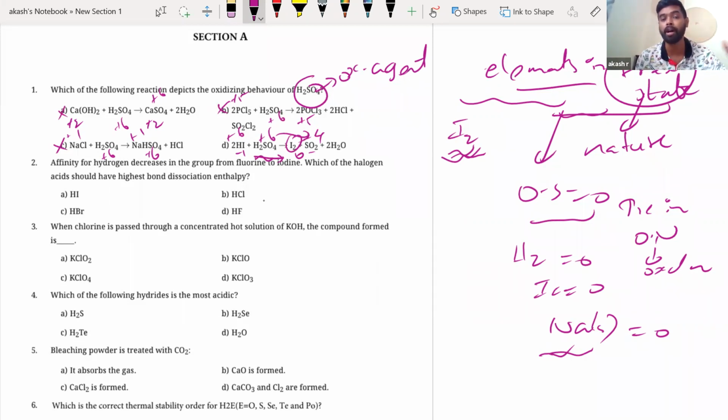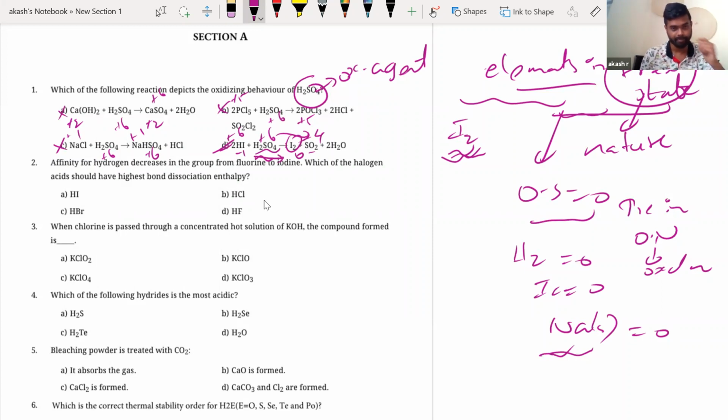Whichever undergoes oxidation means reducing agent. The opposite, right? So iodine is getting oxidized, and which is oxidizing it? H2SO4. So the correct answer would be option D. I hope you got the answer. I hope how we do this is very simple. All you have to do is just check for the oxidation states. Okay, fine. Next, second question.